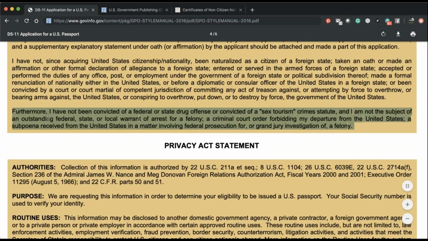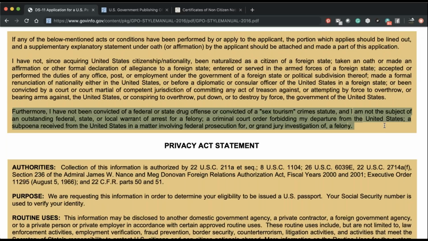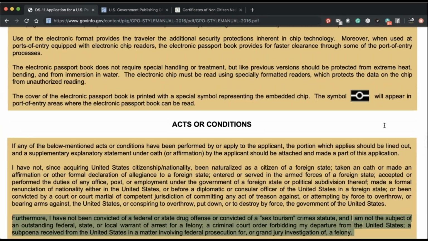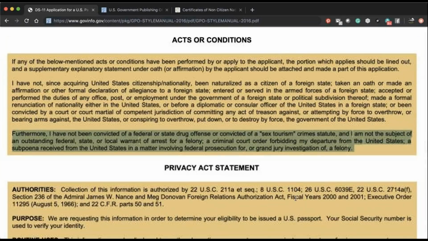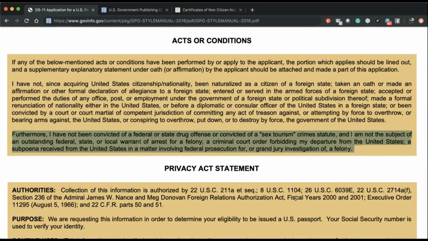Right here, it says, furthermore, I have not been convicted of a federal or state drug offense or convicted of a sex tourism crime statute, and I am not the subject of an outstanding federal, state, or local warrant of arrest for a felony, a criminal court order forbidding my departure from the United States, or a subpoena received from the United States in a matter involving federal prosecution for or grand jury investigation of a felony. Up here it says you should line out what applies. So if you've never been convicted of any of these, even if you are doing it as a U.S. citizen, you need to be lining this out.